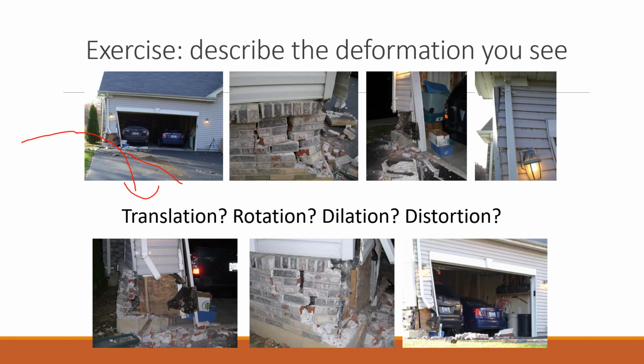Rotation. Rotation's pretty easy. If we look at these bricks here, these bricks haven't changed shape per se. Like if we look at this set of bricks, it's just spun a little bit. Another example of rotation would be here, looking at the gutter and the siding, it's just rotated on an axis, it's just tilted. We can see that here as well, that this light and this piece of siding has just shifted, it's rotated.